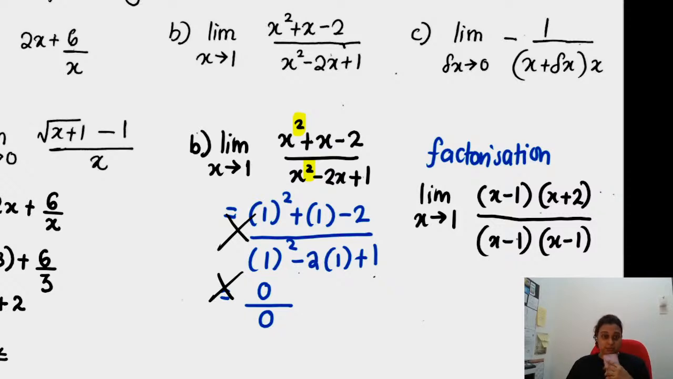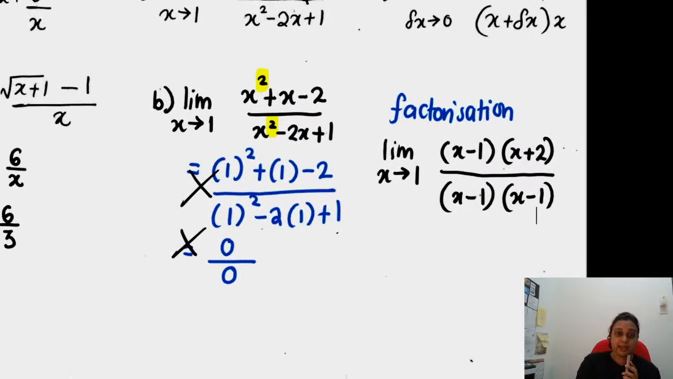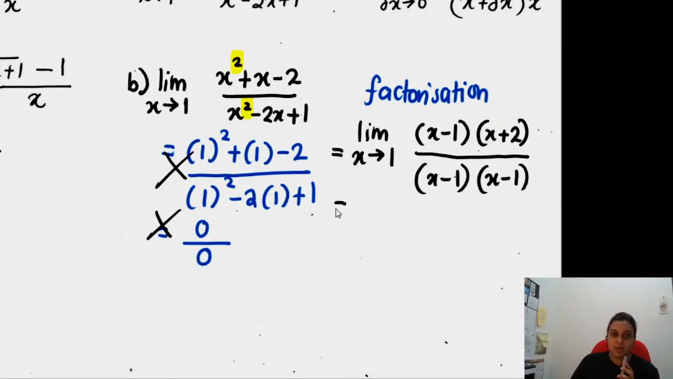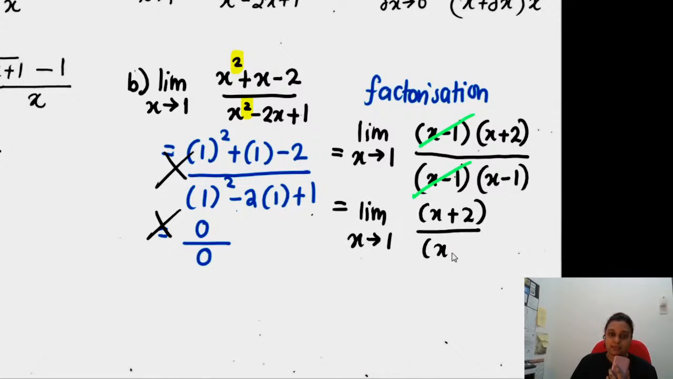Now let's look at what the next thing is that we can do. If you look at your factorization, is there anything here that you can simplify? Yes. If you see x minus 1 and x minus 1, you can simplify. So when you simplify, you are left with x plus 2 over x minus 1. Now since you already simplified, you substitute the 1 inside the x.